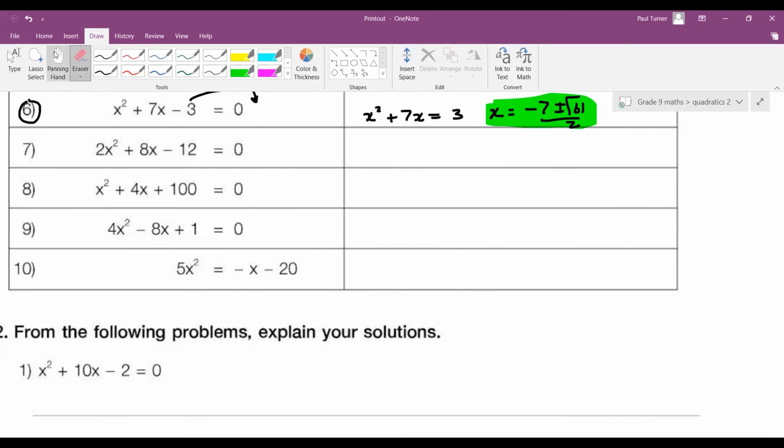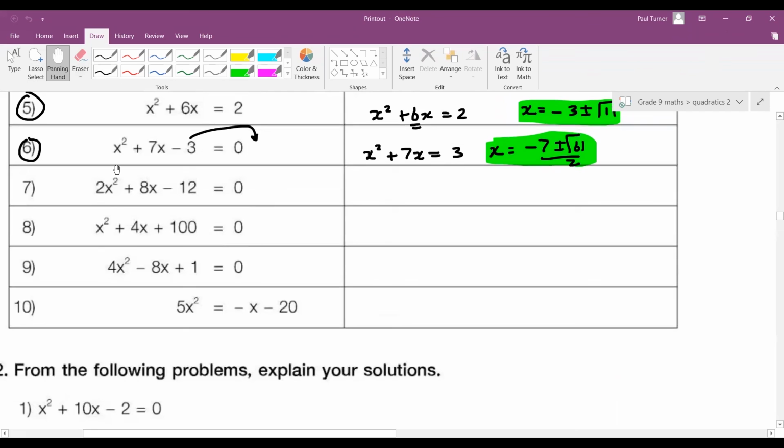So question 7, if you do 7, you've got a 2 here, so you'll need to divide everything by 2 first. Okay, so try that one. That one's not too bad. This one you can try, see what happens. This one has a 4, x squared. So you don't want 4 with x squared, you want 1. So we divide everything by 4, or this method won't work, or it gets quite complicated.